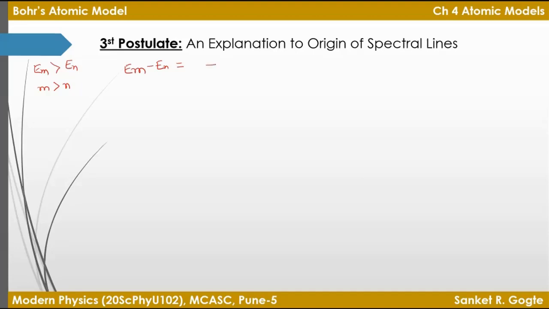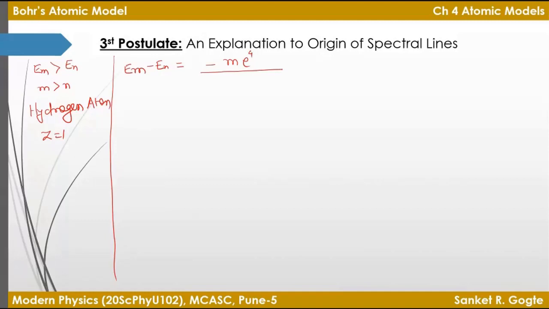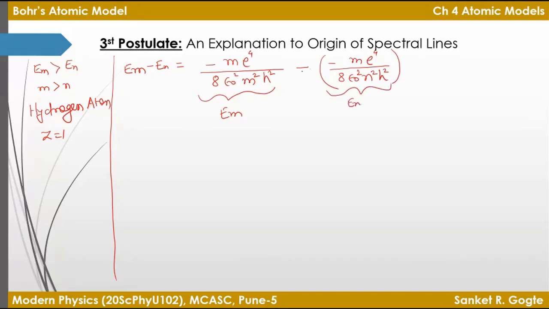E_n is equal to minus m. Now we are doing it for the hydrogen atom, and therefore Z is equal to 1. There is only one proton in the nucleus, so the atomic number of hydrogen is 1. So this is m e^4 divided by 8 epsilon_0^2 h^2 m^2, this is E_m. Then E_n is minus m e^4 divided by 8 epsilon_0^2 n^2 h^2, where this is E_n. Now we have a negative sign here, so they will be positive.